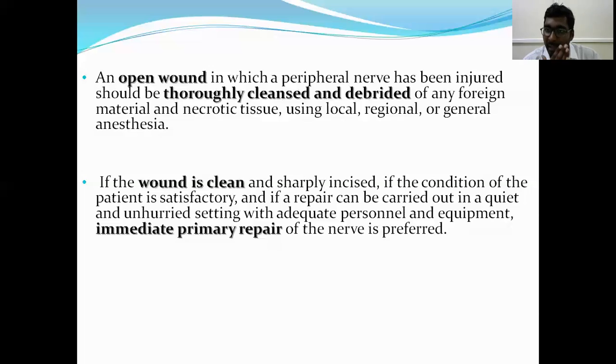So if the wound is clean and the cut ends are neat, you will do immediate primary repair. If the wound is dirty and some contamination is present, it will be washed thoroughly and debrided, and you will perform a delayed primary repair once the conditions improve. Sometimes in the process of cleaning and debriding, you apply a small suture between the nerve and the surrounding tissues, so that later, when we do the delayed primary repair, it is not difficult to find the nerve ends, because they won't retract. Okay.